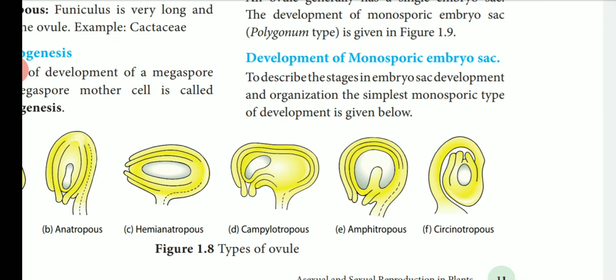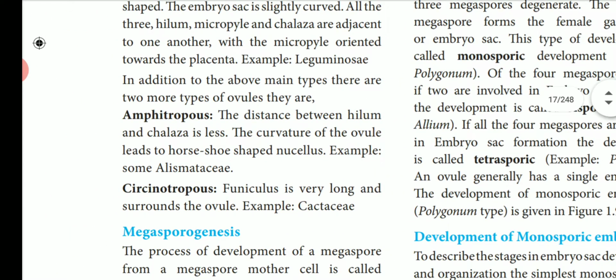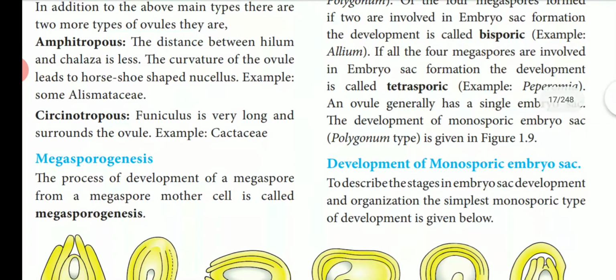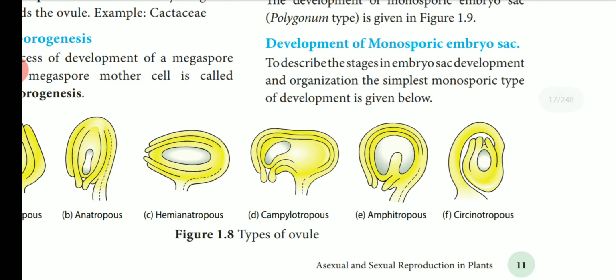Okay, in addition to these types of ovule, we can see another 2 types, which are given very briefly. The first one is amphitropous. Here the distance between the hilum and chalaza is less. If you see the diagram, that is the E diagram, amphitropous. The distance between hilum and chalaza is very less. See the E diagram.